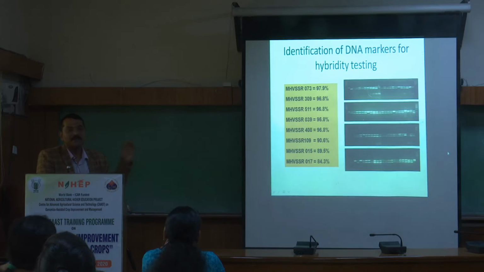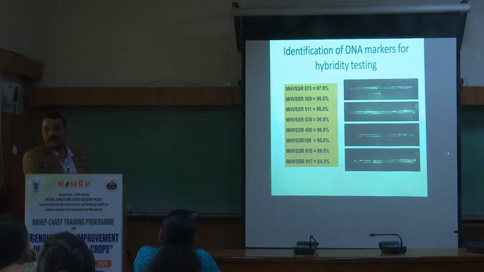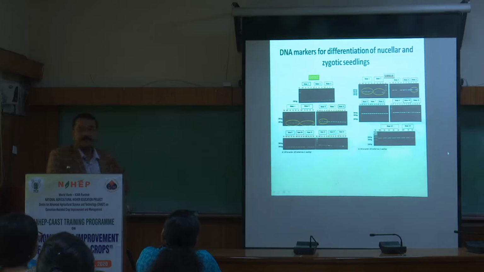In this way, we reached the point that these markers are really useful, and if we go like this, we can develop a population very easily and quickly. Otherwise, using traditional methodologies, it is a very time-consuming job in the case of a perennial fruit tree like mango. We also identified some SSRs for differentiation of zygotic seedlings from the nucellar seedlings.